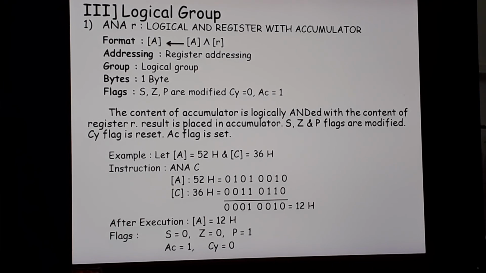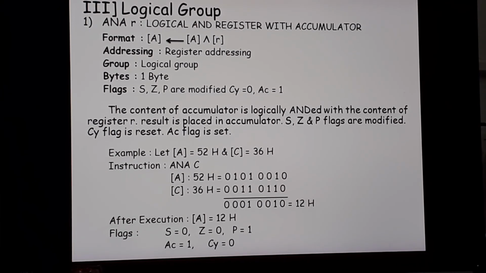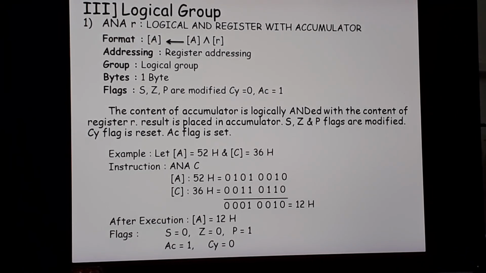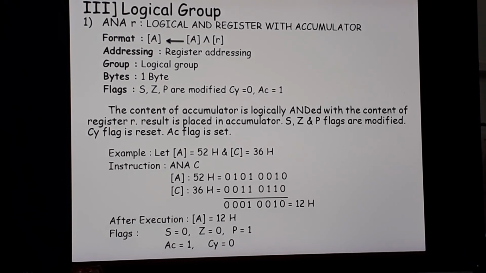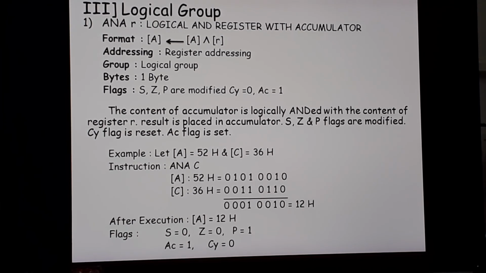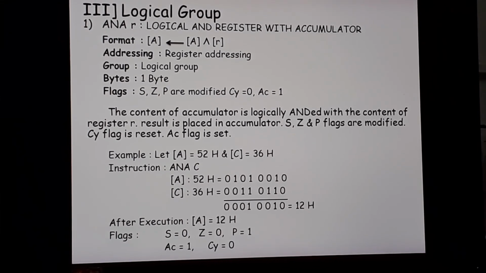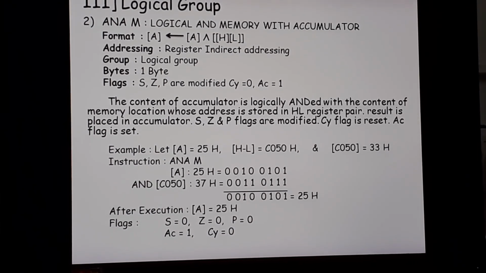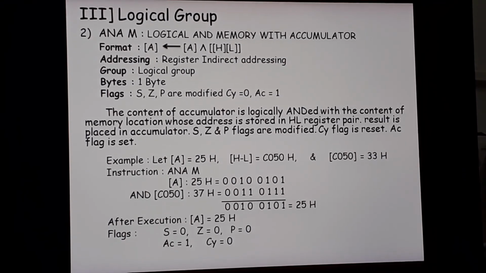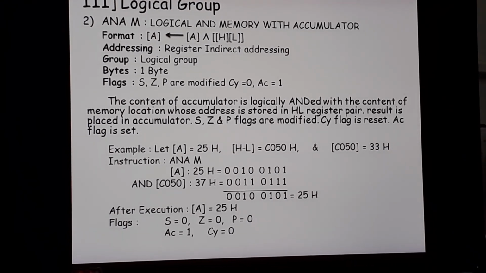Why? Because in the flag register of the logical group, for the AND operation, the AC is always set to 1, so that you have to learn. Carry is 0 always, AC is 1. Even if in your answer you are not getting it, you will still write AC as 1 and CY as 0. Okay, so the next logical group instruction is ANAM.